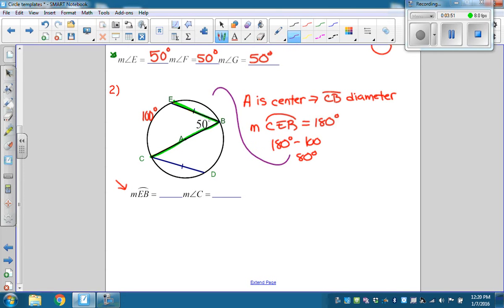That's the measure of EB. All right, since these are congruent, I know that this is 80 degrees. So this has to be 100 degrees for the same reason. So that has to be 50 degrees.